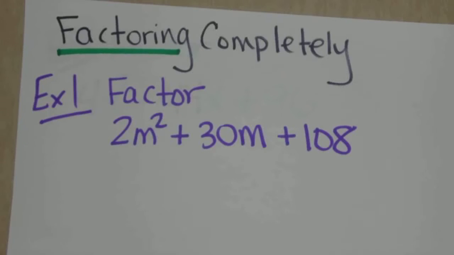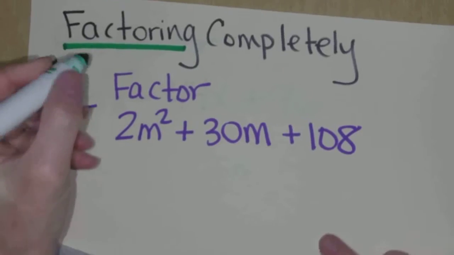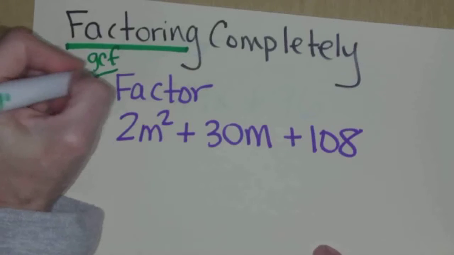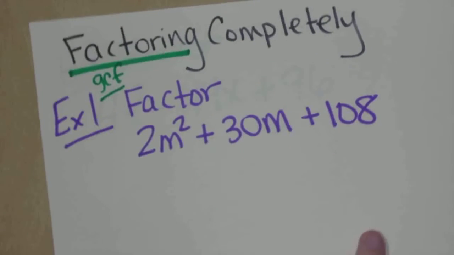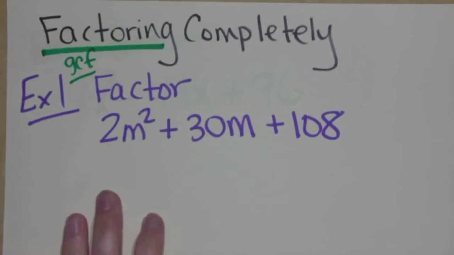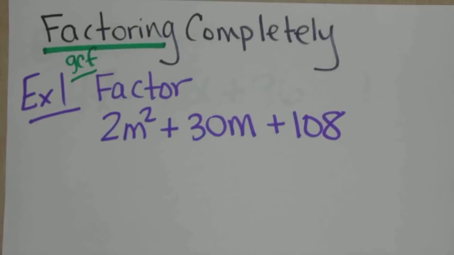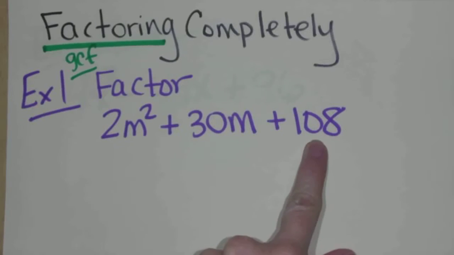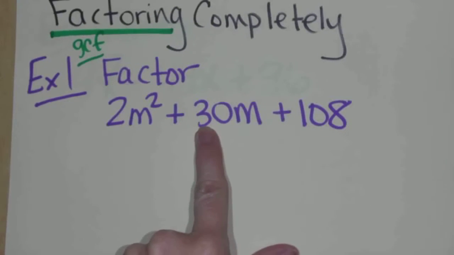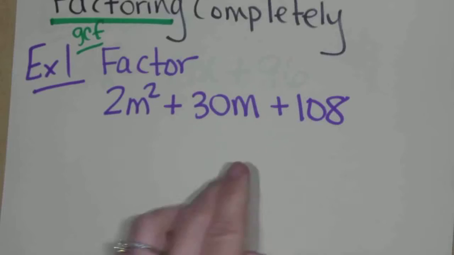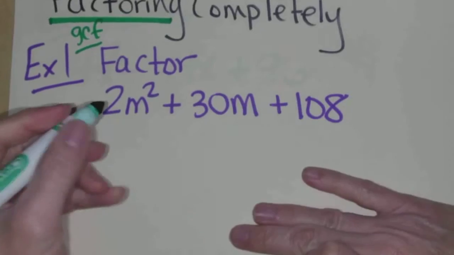I'd really like you to first always try to factor by the GCF. If there is a GCF involved in the problem and you can factor it out to the front, you're going to basically reduce your numbers to a lower form that might be more manageable. So when I look at this problem, I see that I have all even numbers. So I know 108 is divisible by 2, I know 30 is divisible by 2, and I know 2 is divisible by 2. So my GCF is 2.